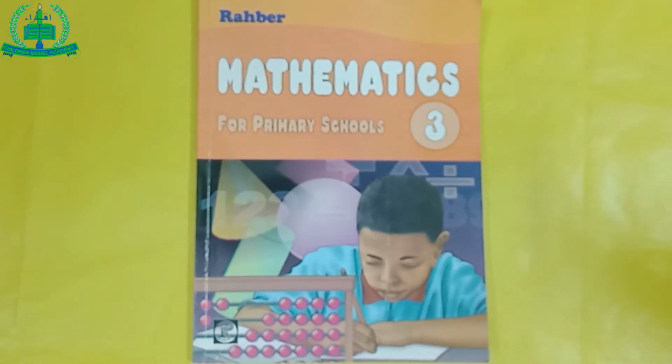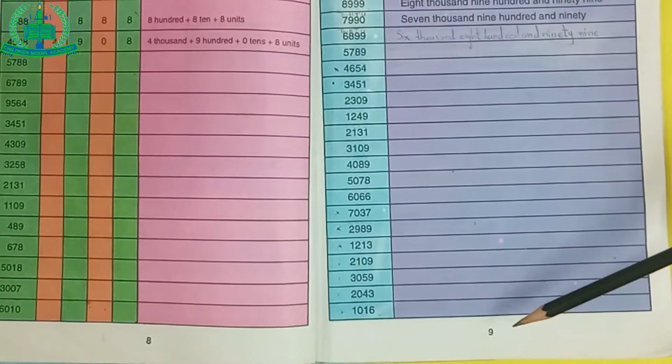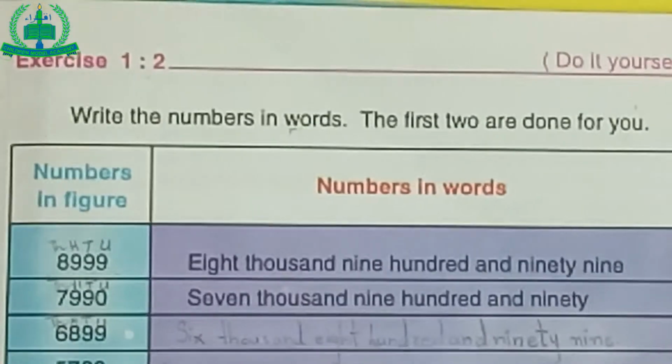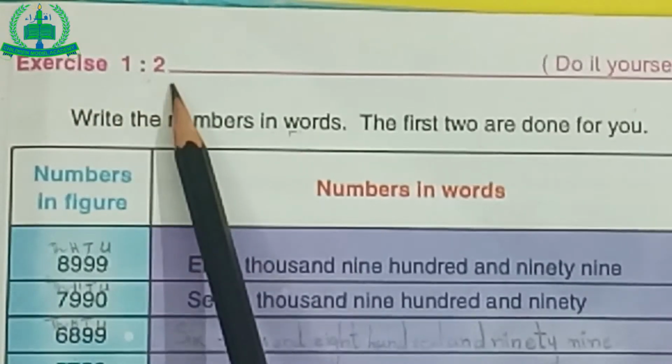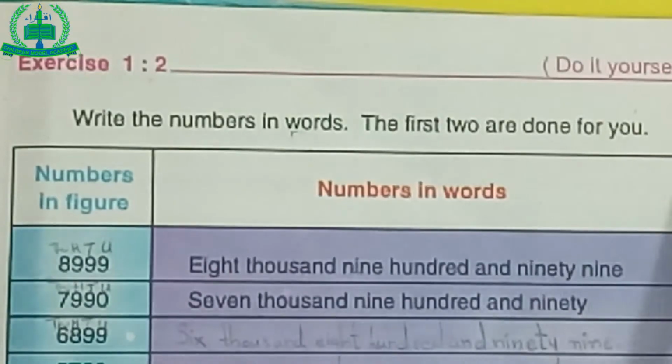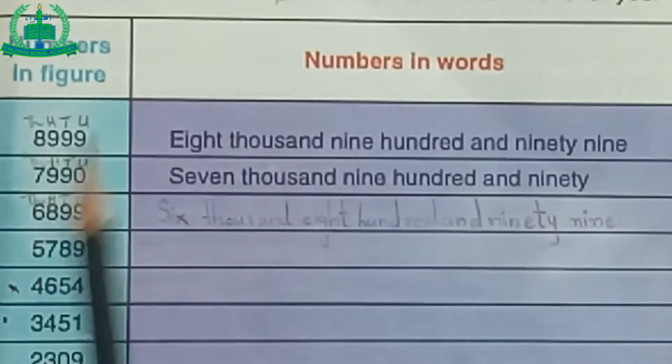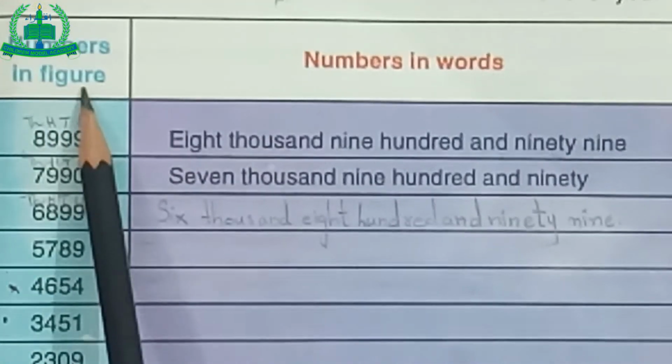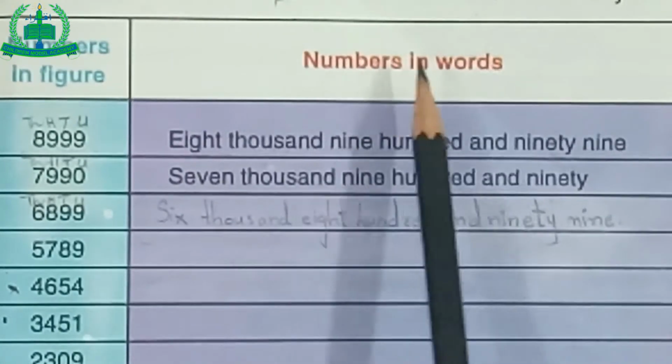Open your book. Open your page number 9. Exercise 1.2. Write the numbers in words. The first two are done for you. These are numbers in figures and these are numbers in words.